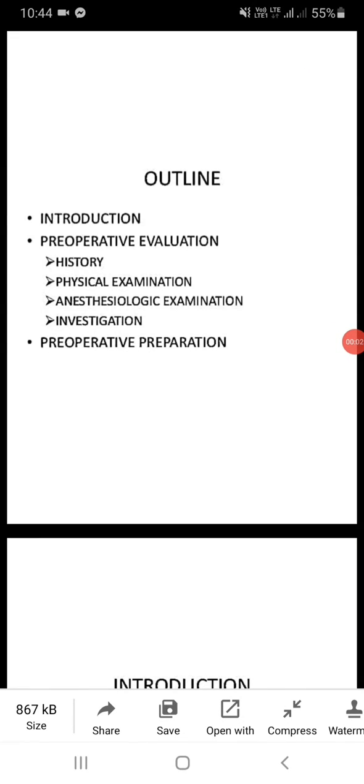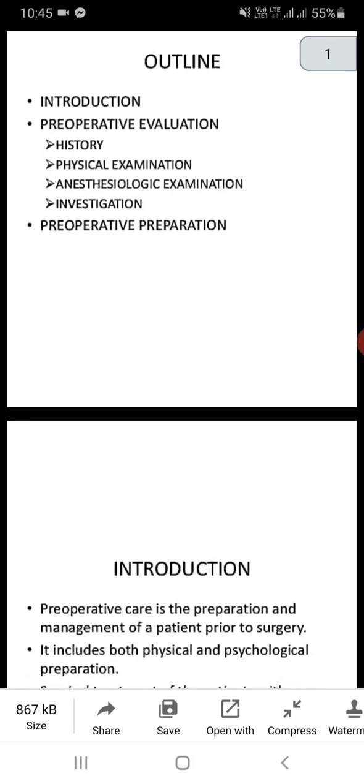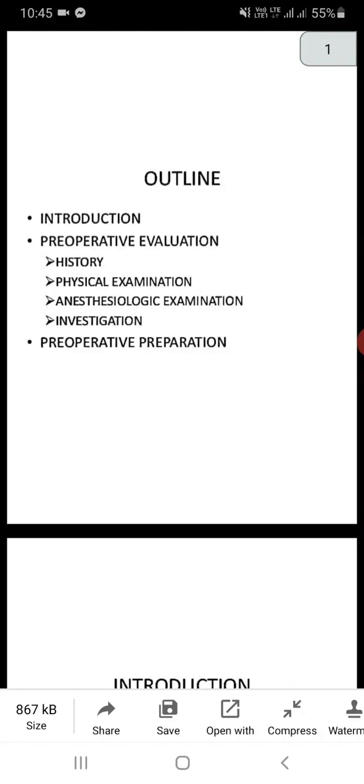Okay, good afternoon all. Today we are going to see about the preoperative care during gynecological minor and major procedures. That's the first; we can see the outline of how preoperative care can be given. So, coming to the introduction, then preoperative evaluation. That is, we should collect the history, physical examination, anesthesiological examination, investigation, and preoperative preparation.